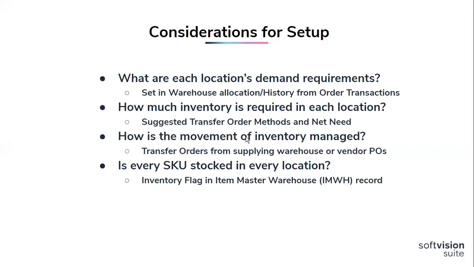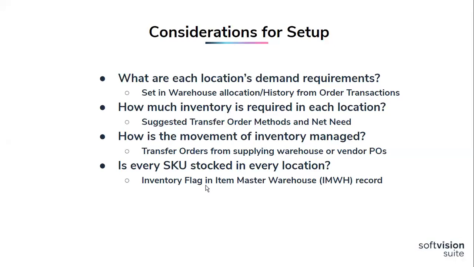We also want to figure out how you're going to move this inventory. Are we going to be supplying certain locations by vendor purchase orders? And which locations are we going to have supported by one of the warehouses in the echelon hierarchy? And then most importantly, we need to know what product you want inventoried where.